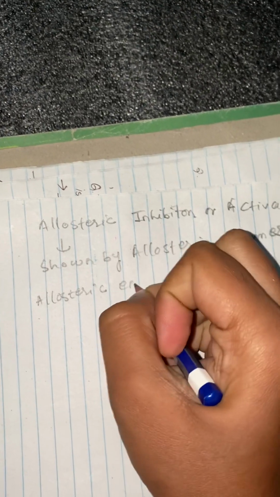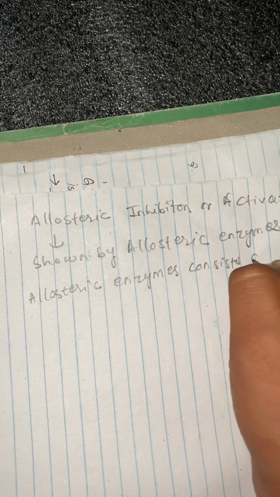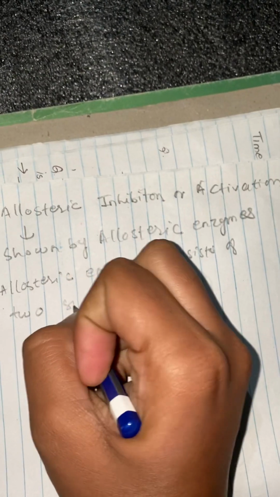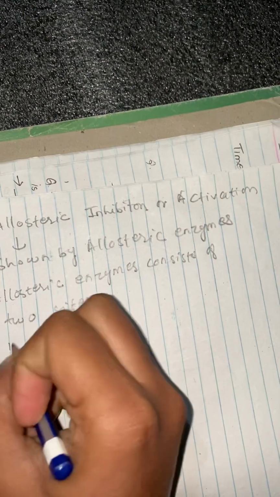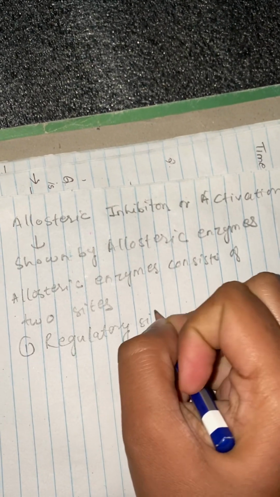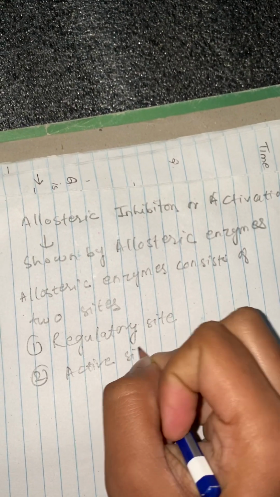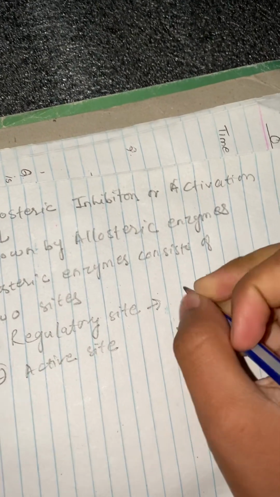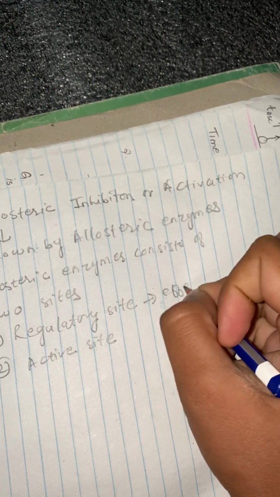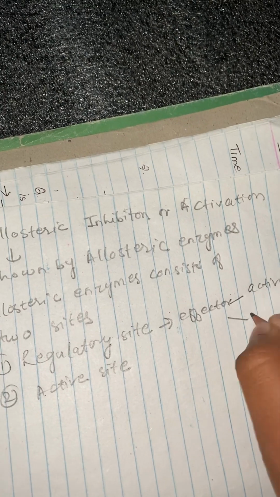Allosteric enzymes consist of two sites. One is the regulatory site and the other is the active site. The regulatory site consists of effectors which will bind on it. Effectors consist of activators and inhibitors.